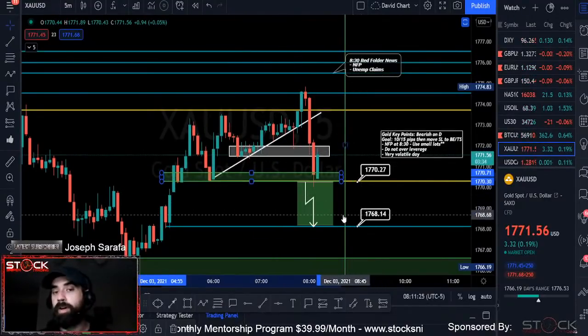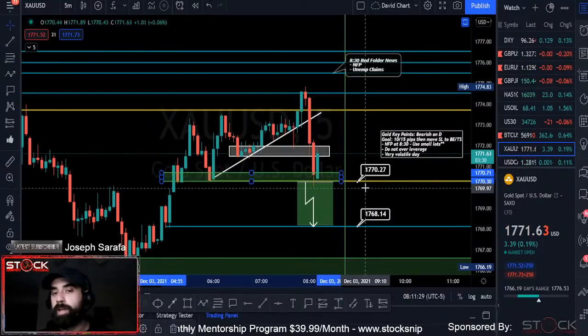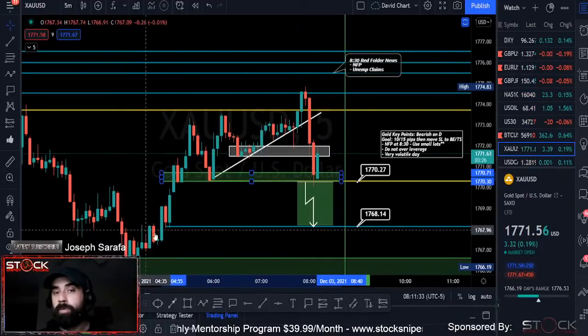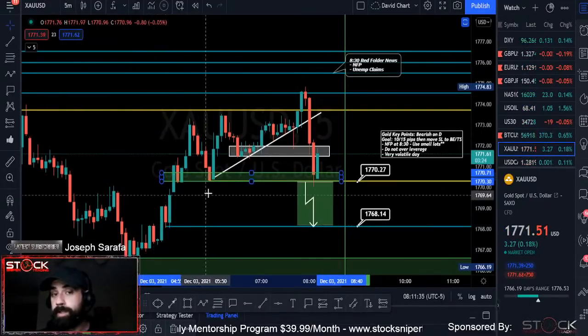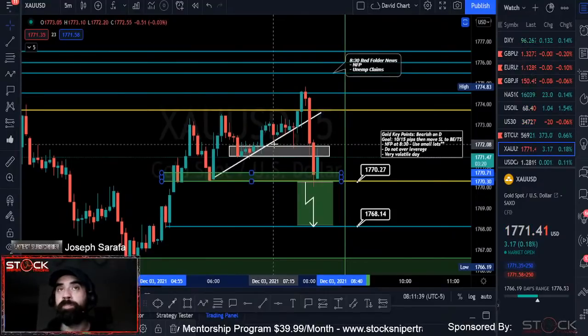Okay, I definitely thought they would, but that's the best part about trading. You can always be wrong. Okay, 1770 to 1768. I thought they would drop it back down there before getting some overall momentum, but they didn't. They found and they held nice support, and they're starting to walk back up.